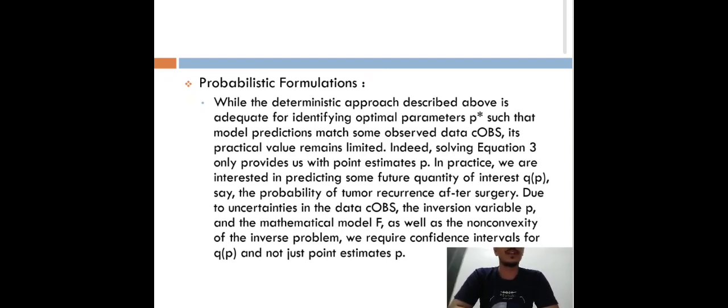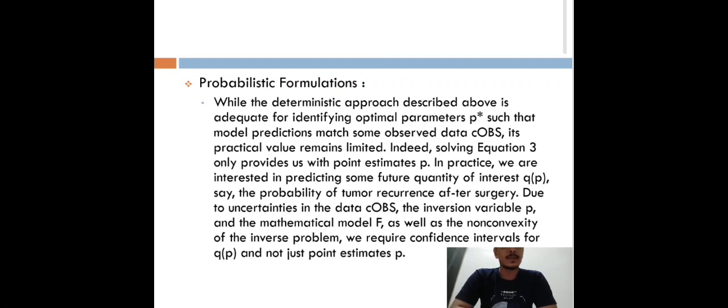Probabilistic formulation. While the deterministic approach described above is adequate for identifying an optimal parameter p such that the model prediction matches some observed data, its practical value remains limited. Indeed, solving equation 3 only provides us with a point estimate of p. In practice, we are interested in predicting some future quantity of interest, q.